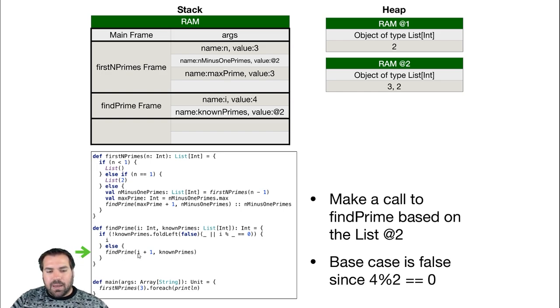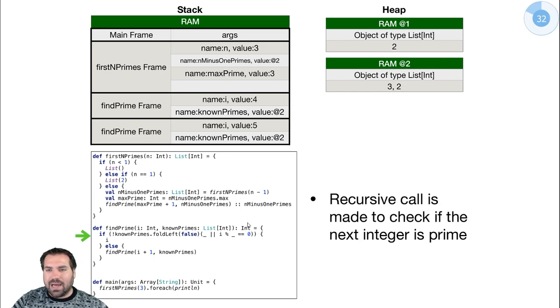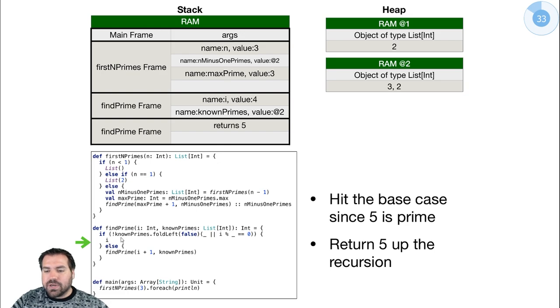And we're going to hit our recursive step. The recursive step checks the next candidate, the next integer in the natural ordering, which is 5. 5 is not divisible by 3 or 2. So we're going to return 5.